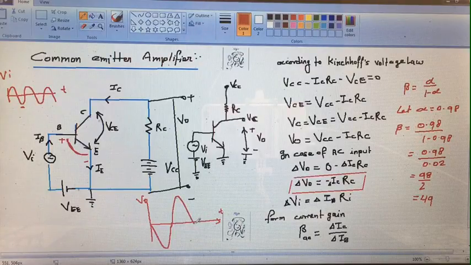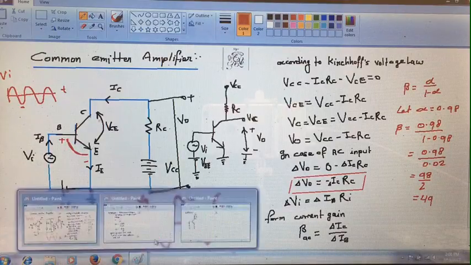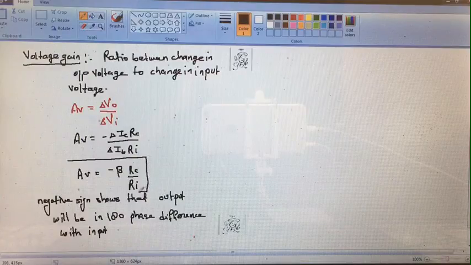So this is the input and output graph for the common emitter amplifier. Here the phase difference between V input and V output is of 180 degree. So our gain is minus beta times collector resistance upon input resistance. We will consider a new factor that is known as transconductance.